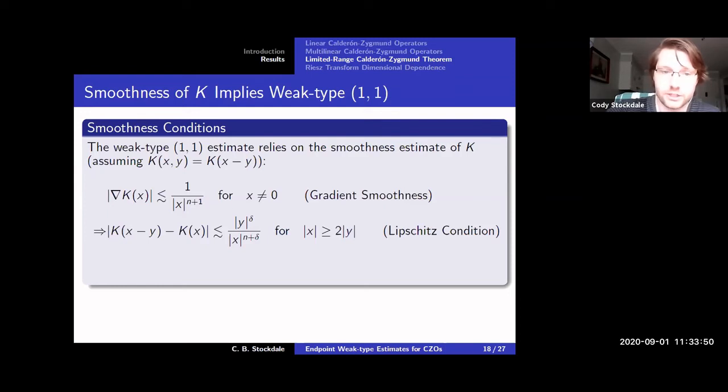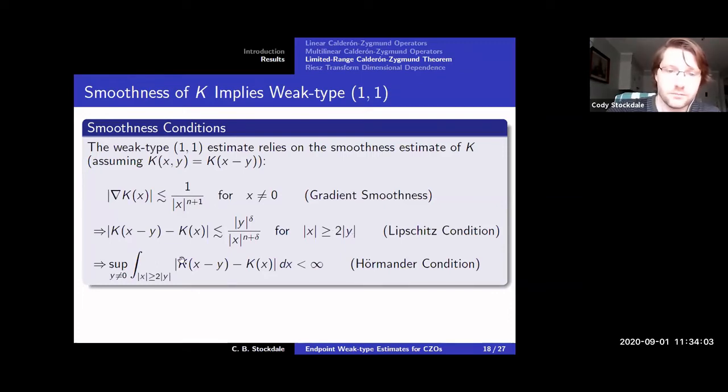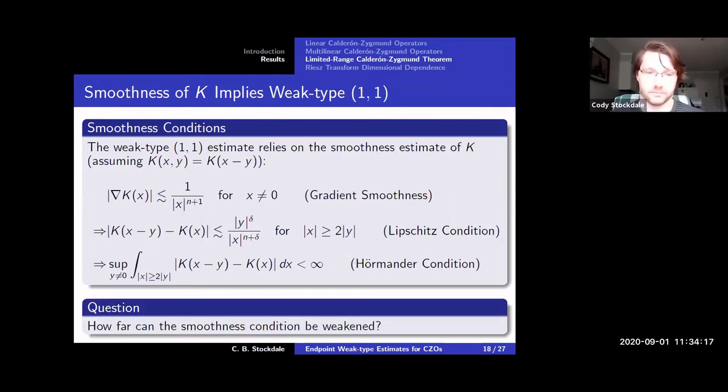So this Lipschitz condition actually implies this integral condition, which is known as the Hormander condition, which says that this difference, when you integrate over the region of x's bigger than 2 times y, is controlled in L infinity. So the natural question is, can we have another implication, another condition down here that is weaker and still gives you a substantial theory? How far can the smoothness condition be weakened so that we can still get some interesting theory?